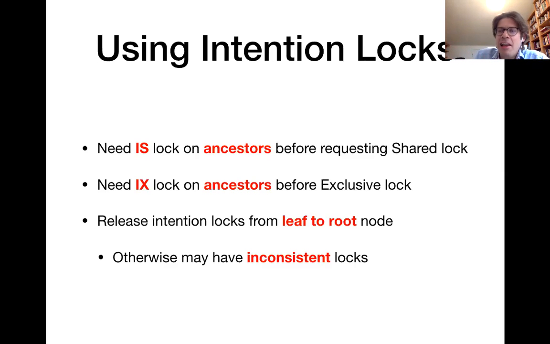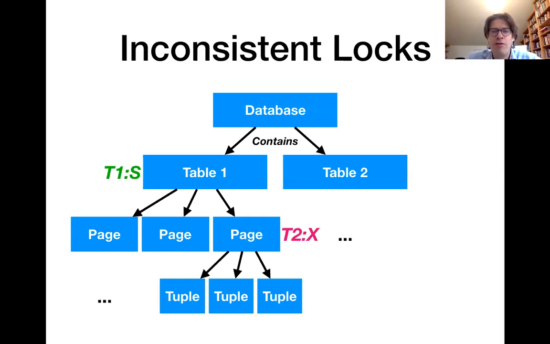And now let's make it a little bit more concrete why those intention locks can help. For instance, imagine this situation here. Transaction number 1, drawn in green, wants a shared lock on table 1. On the other side, transaction 2, here drawn in pink, wants an exclusive lock on one specific page in that table. And clearly, those two locks are mutually exclusive.